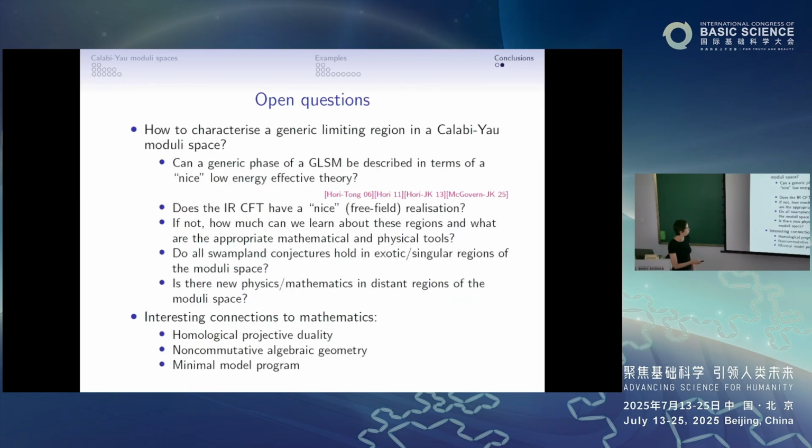So there are a lot of open questions. I think the main question is what is a good description of a generic limiting region in the Calabi-Yau moduli space when everything breaks down? And I haven't mentioned some interesting connections to mathematics because I wanted to give a physics talk, so I just leave them out of here. And I know you're getting nervous, so I'm stopping now. So thank you for your attention.